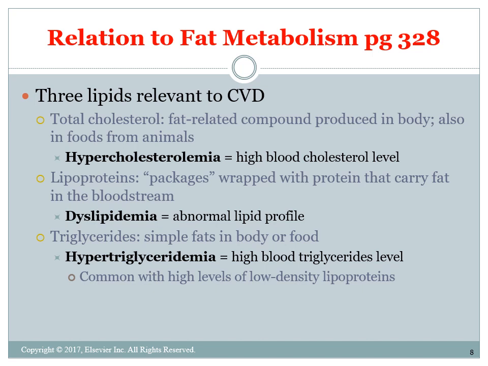So now we're going to be talking about relation to fat metabolism. So think back when we went over our macronutrients and we talked about fat. And now we're going to be looking at the 3 lipids that are relevant to cardiovascular disease. Okay, so the lipids that impact the heart. So we have total cholesterol. This is a fat-related compound produced in the body, also in foods from animals. So total cholesterol. Now, if the total cholesterol is high, see how we're adding hyper.